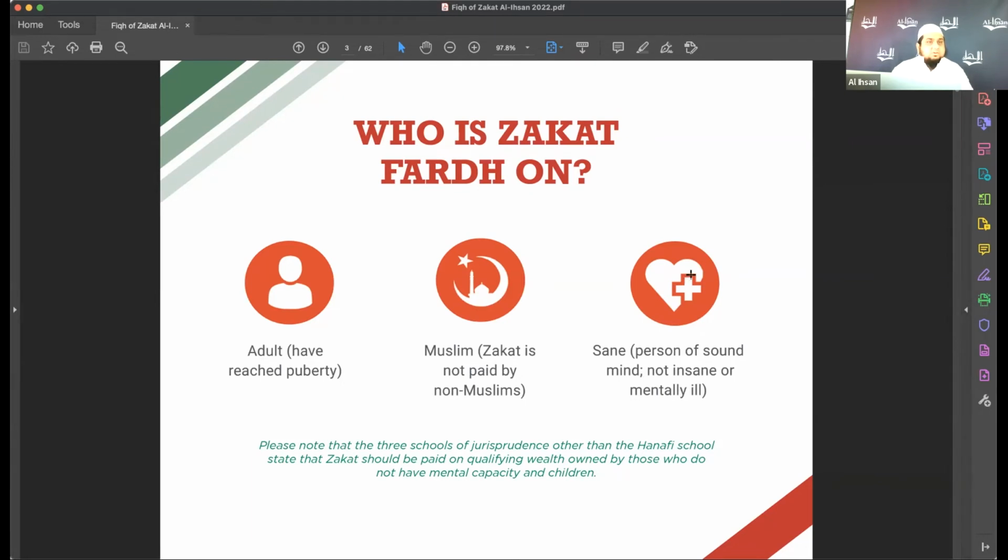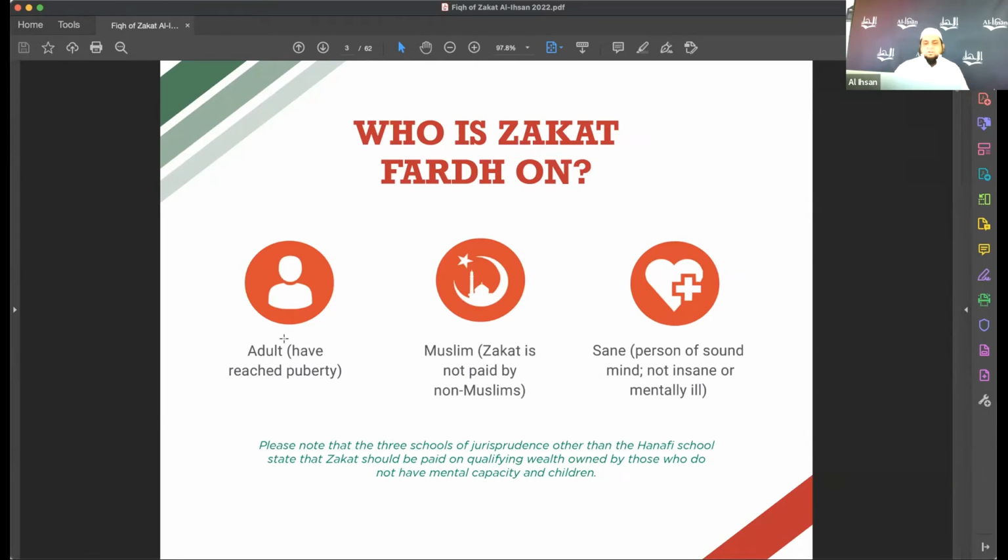Secondly, zakat is only due on Muslims. Non-Muslims don't have to pay zakat. And lastly, someone who is sane, someone who is sane of mind. If anyone has any sort of mental disability, they may be excused from the obligation of zakat. The situations vary from person to person.